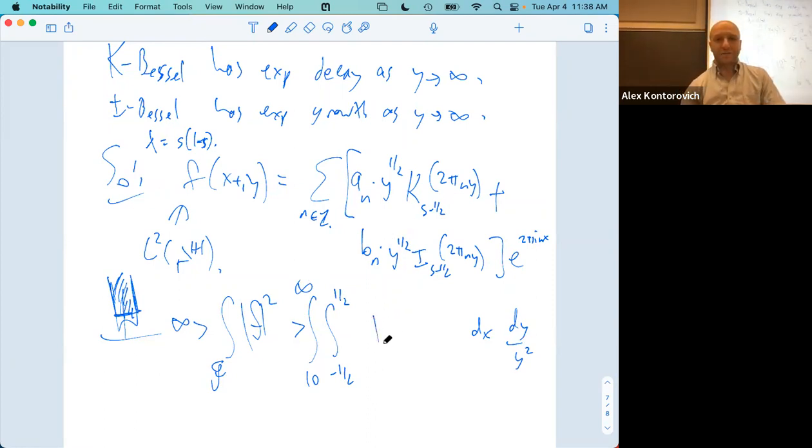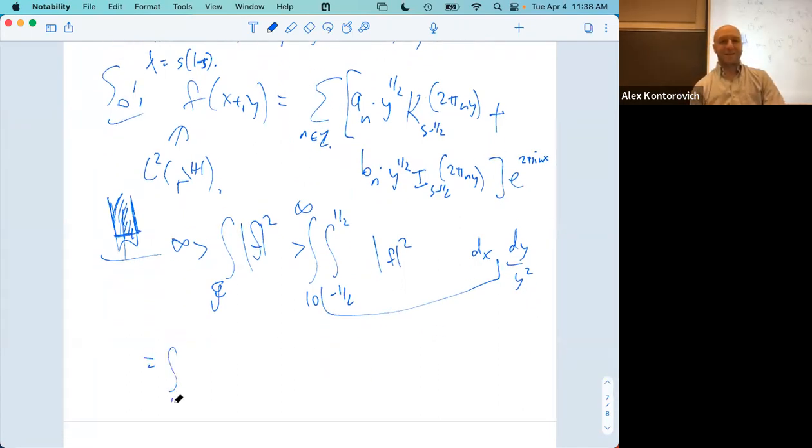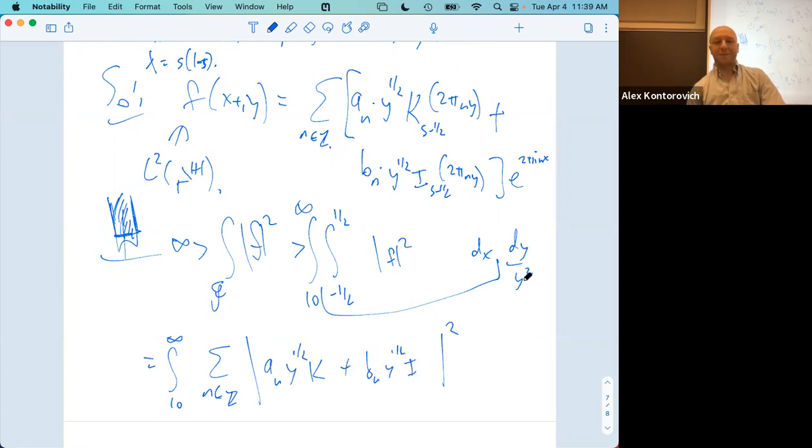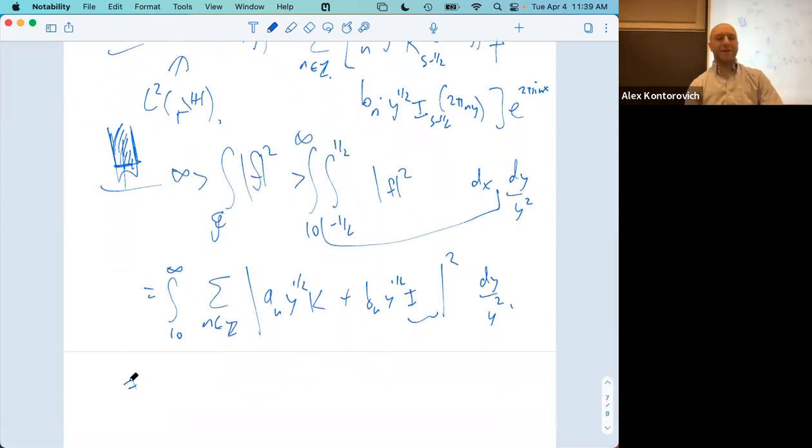The norm of f squared, again by Parseval, will be a sum of squares of these things, absolute value. No, this is what happens at the end of every lecture, I start rushing. It's a sum over n in Z of the absolute value squared of the a_n y^(1/2) K plus the b_n y^(1/2) I. For fixed y, this is defined. When you start integrating over them, if any of these b_n's is not zero, this has exponential growth at infinity. Okay, so the fact that it's finite implies that all the b_n's are zero.